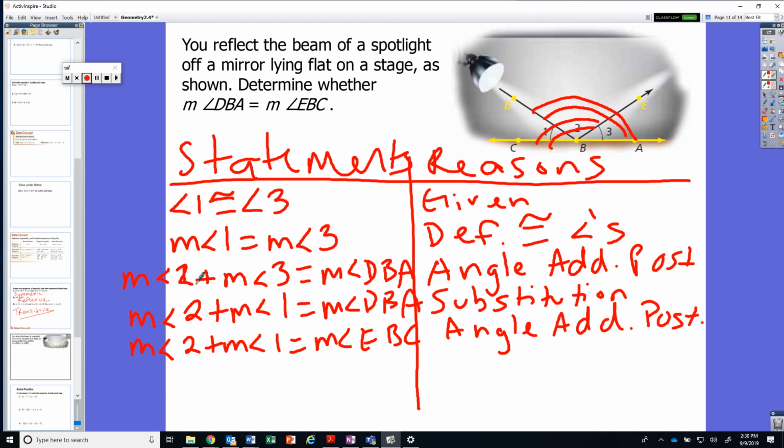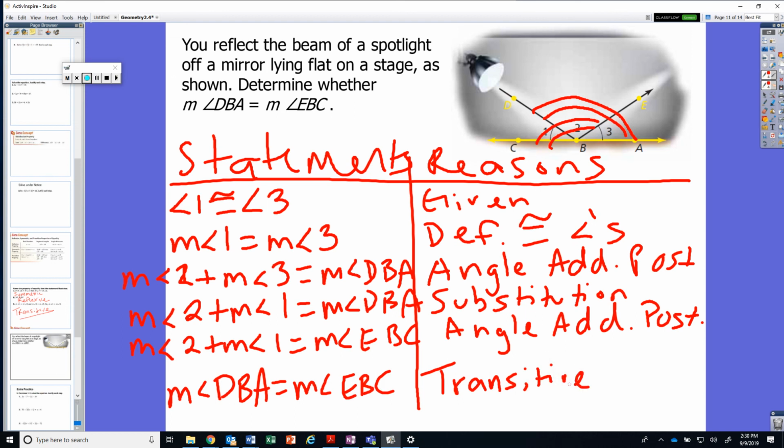But now take a look at what we've noticed here. Look at where my pen is outlining. I'm saying that 1 and 2 equal DBA, but 1 and 2 also equal EBC. If A equals B and B equals C, then A equals C as well. So I can make the statement that the measure of angle DBA equals the measure of angle EBC. What is it? Transitive property of equality. And that is how we determine an angle equals an angle using a two-column proof.